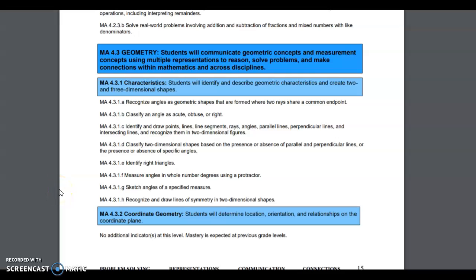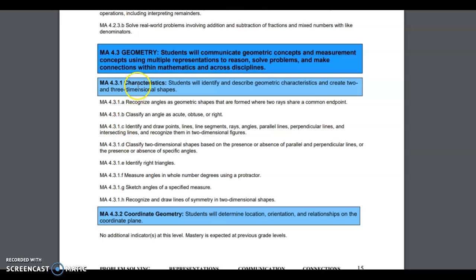One of my targeted topics is geometry, and I found a great resource that focuses on geometry for fourth grade. Two of the standards I will be covering are 4.G.1, which is recognize angles as geometric shapes that are formed when two rays share a common endpoint, and 4.G.2, classify two-dimensional shapes based on the presence or absence of parallel and perpendicular lines, or the presence or absence of specific angles.